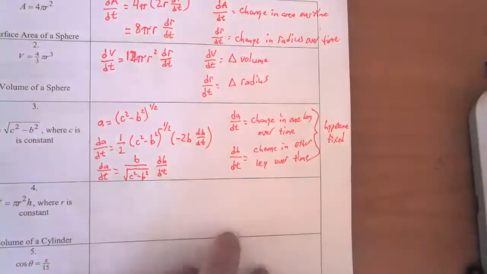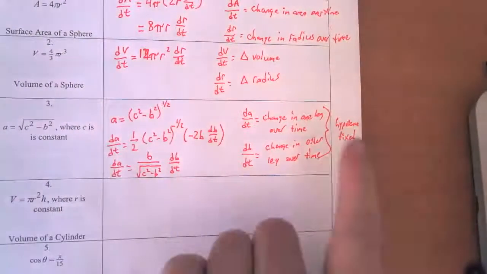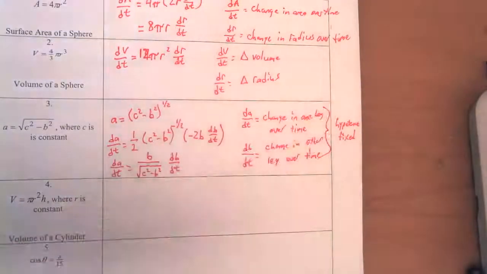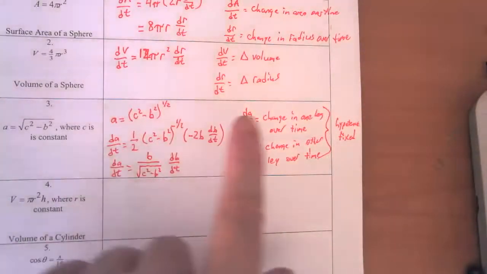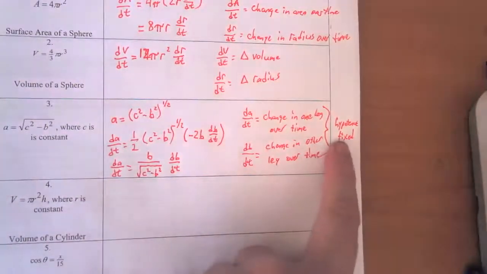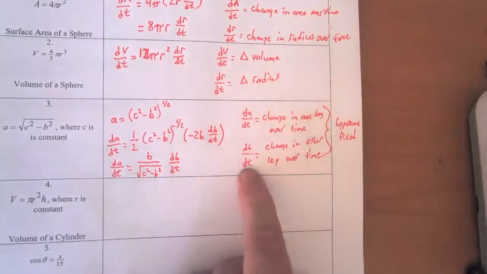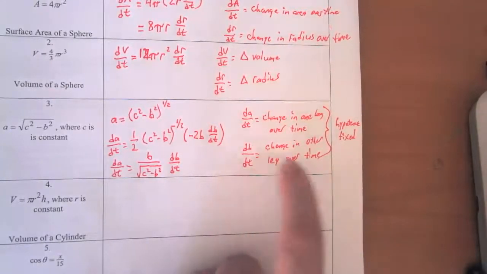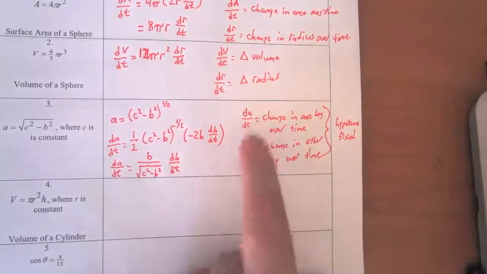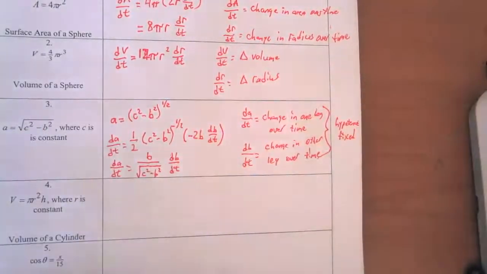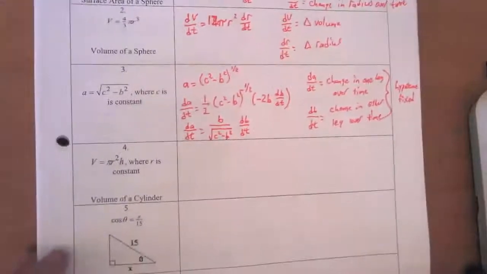So maybe this is some sort of problem where you've got a ladder sliding down the side of a wall. And so the hypotenuse of the right triangle is going to stay constant because the ladder isn't changing length, but the height of the top part of the triangle is changing, and the distance from the bottom of the triangle to the wall is changing. And so this talks about the relationship between the changes of those two sides.